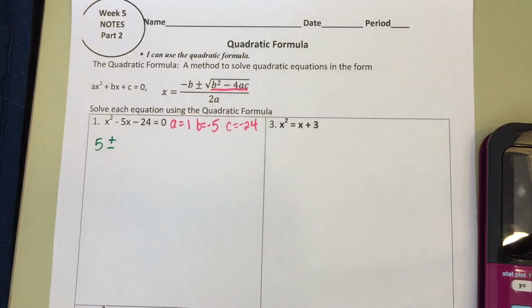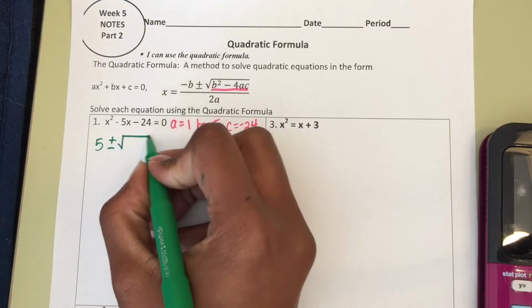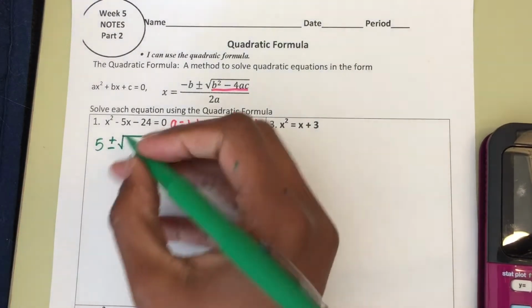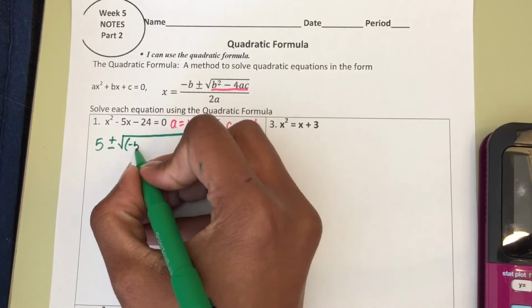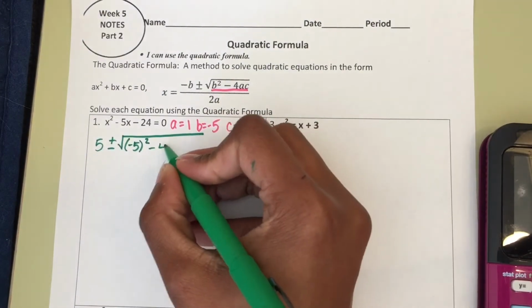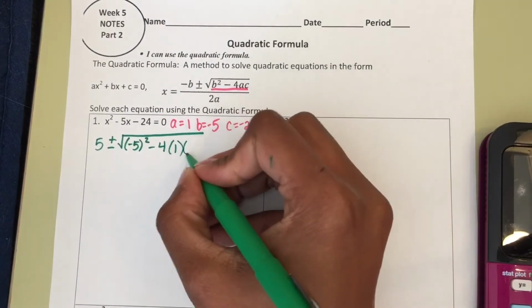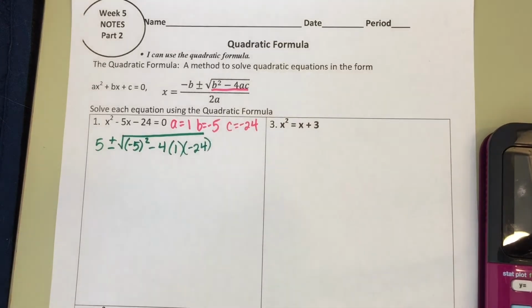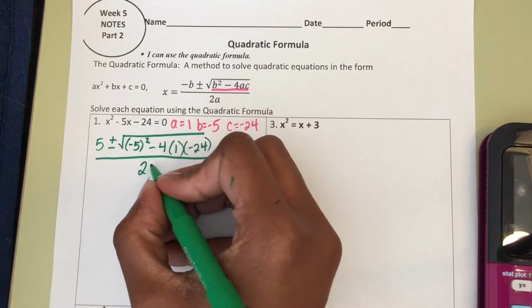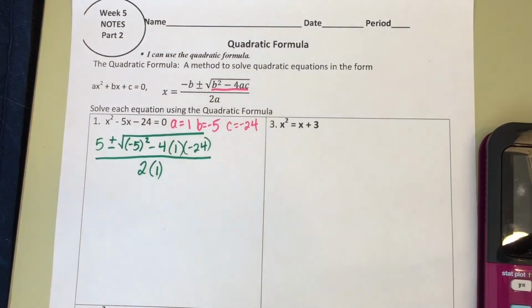This plus or minus means one time we're going to use a plus sign, one time we're going to use a minus sign. It's shorthand, so I don't have to write it out 2 times right now. I'll show you how to use that in a second. And then the square root, and then we'll do the b squared minus 4ac. So just like the discriminant we did before. So (-5) squared. Remember, the b squared always goes in parentheses. So (-5) squared minus 4 times 1 times -24. And you divide all of that by 2 times the a, so 2 times 1.